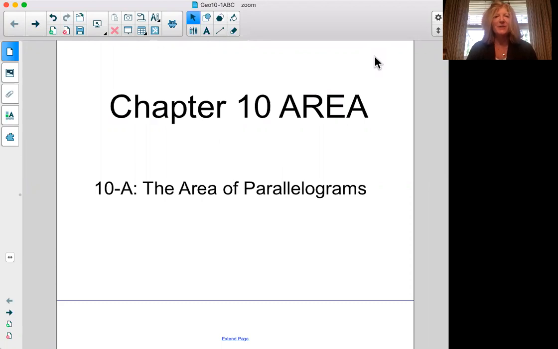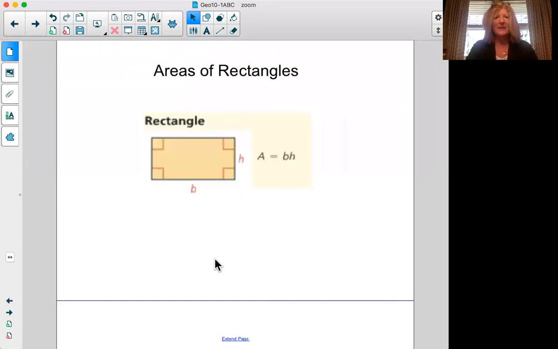Today we're going to be talking about the area of parallelograms, and we're going to link it to something you've already learned before you even met me. So I'm sure you've already learned about how to find the area of a rectangle. Area of a rectangle is base times height.